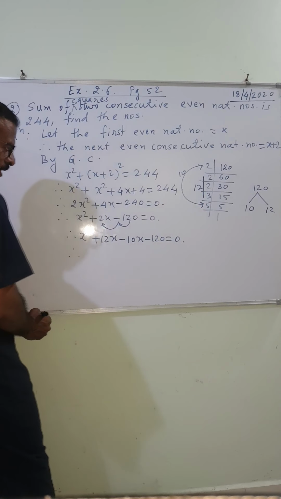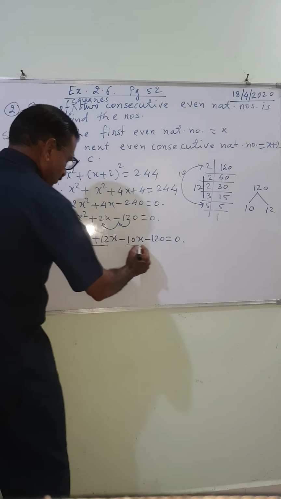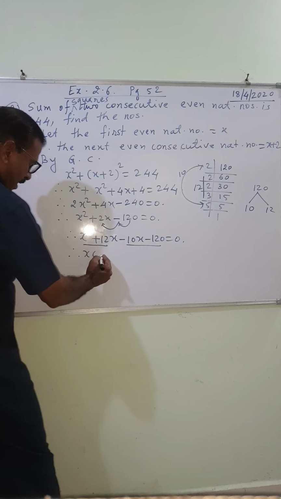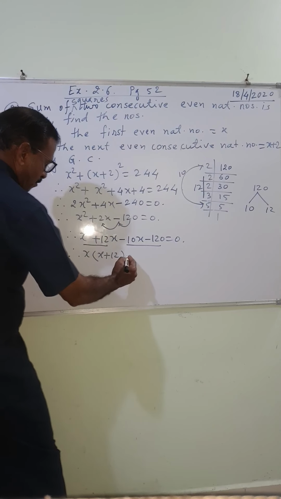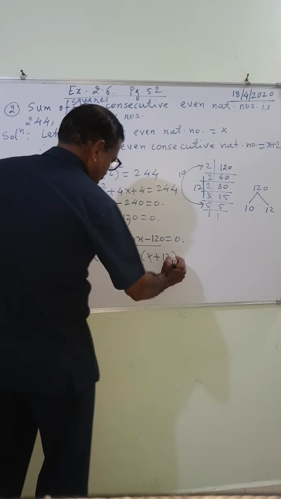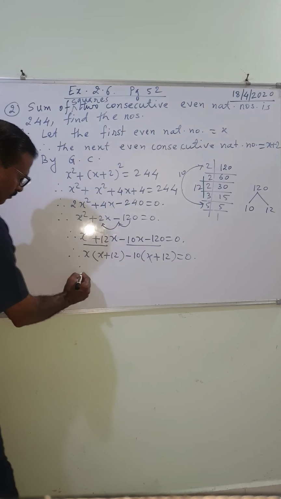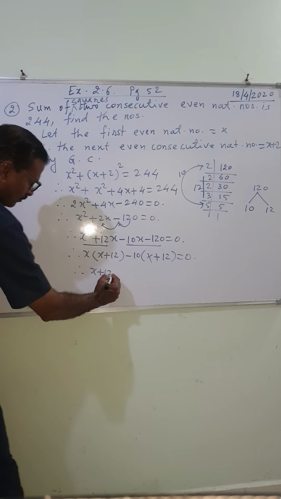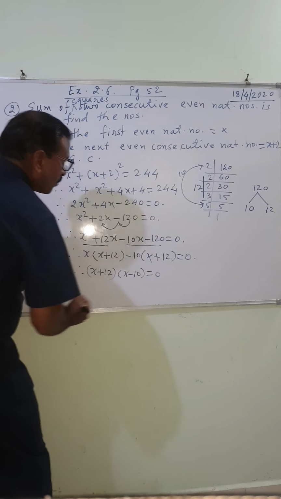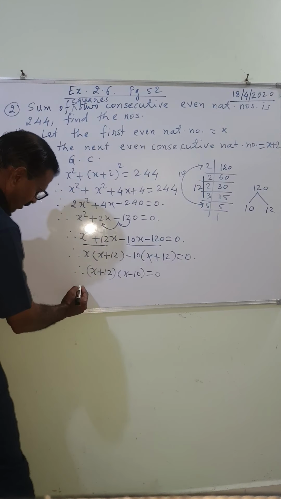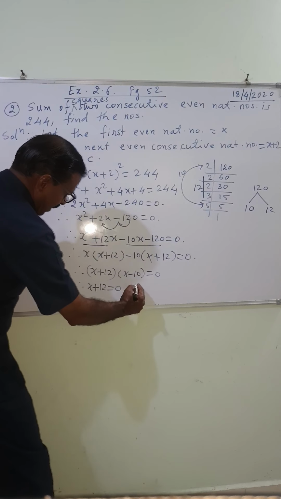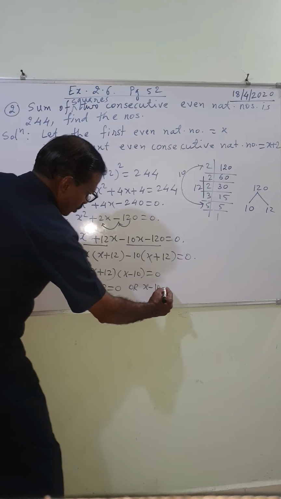Therefore, make the two groups. Whatever is common, we will take out. Here x is common: x plus 12. Minus 10 is common: x, this minus will become plus 12, is equal to 0. Therefore, (x plus 12) into (x minus 10) is equal to 0. From this, either one of them will be 0. Therefore, x plus 12 is equal to 0 or x minus 10 is equal to 0.